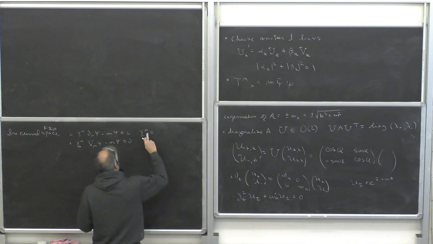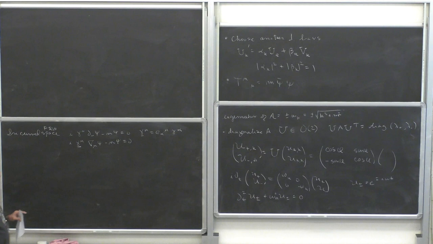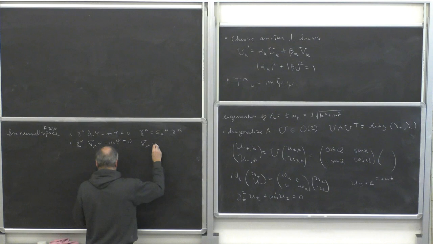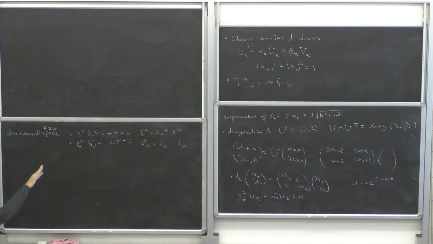And gamma^mu, the space-time index, is going to be carried by the vierbein. And gamma^alpha will be the usual flat space Dirac matrices that we all know and love. And the covariant derivative will be the normal derivative plus the spin connection. So this will be complicated in a general curved space, but in FRW, it's not so bad. E^0_0 is 1.